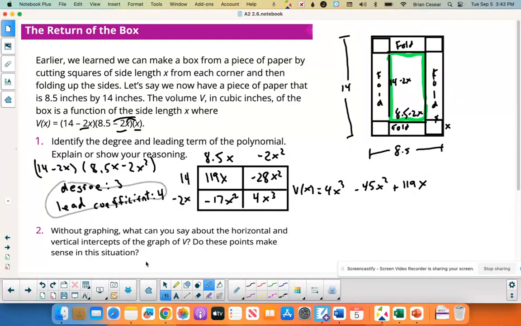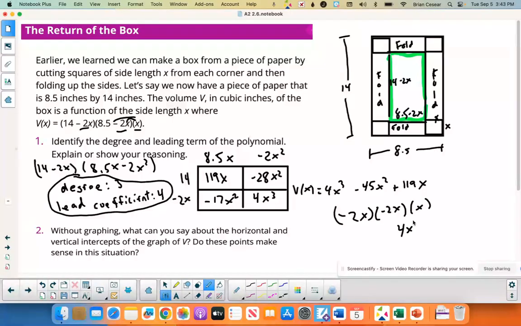Let me try that again. All right, so the shortcut would have been just multiplying the negative 2x times negative 2x times the x. So let's just do it here. Negative 2x times negative 2x times x. If I multiply all that, I get the positive 4x cubed. So it gives me that first term like I wanted. So you take the highest power on your variable in each parenthesis to multiply it all together. So I don't really need this to answer this question.